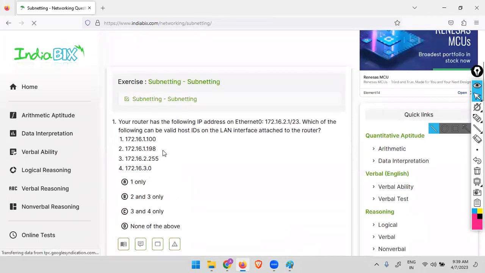Okay. So the first question is, your router has the following IP address on Ethernet 0, 172.16.2.1/23. Now do not focus on the language. We just focus on what is given to us. Which of the following can be a valid host ID? They are just asking for a valid host ID from this network.